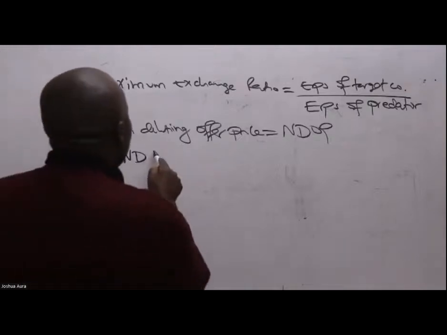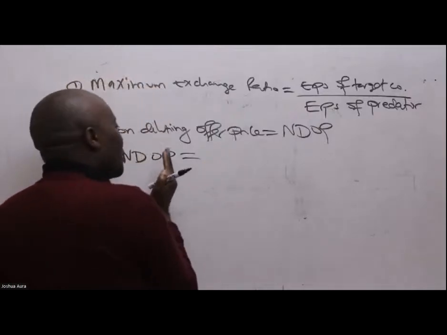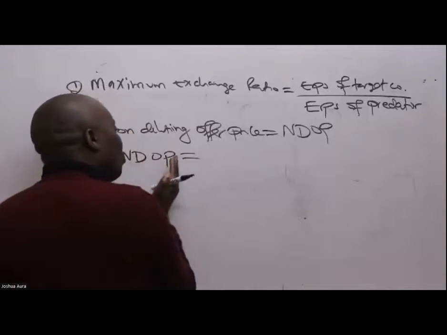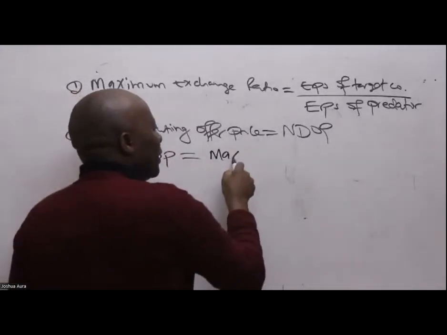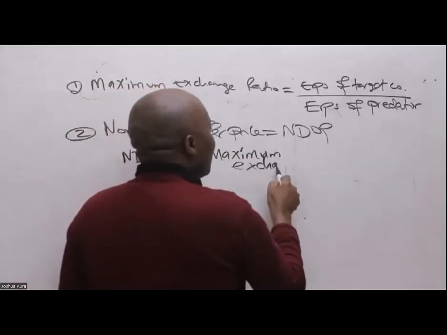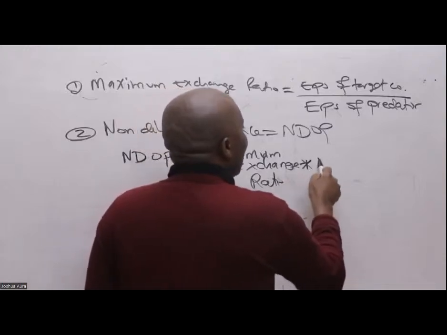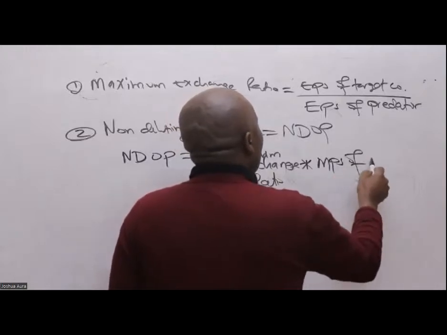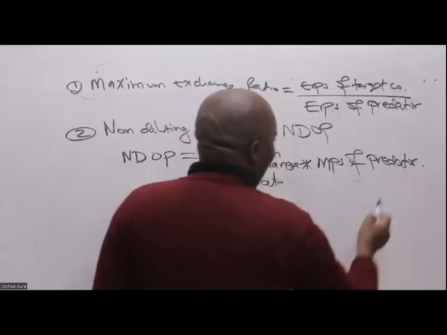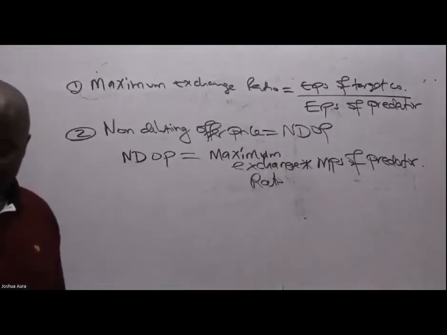NDOP. The easiest way that I taught you to always remember this formula is that any time you want to get NDOP, always think about maximum exchange ratio, times MPS, not MPS of the target, but MPS of the predator company.